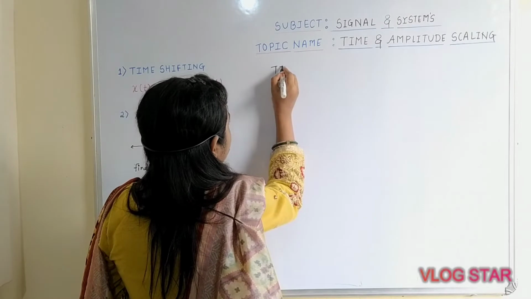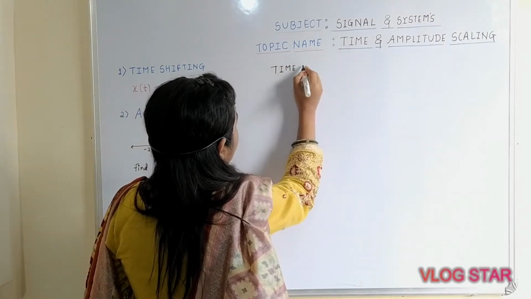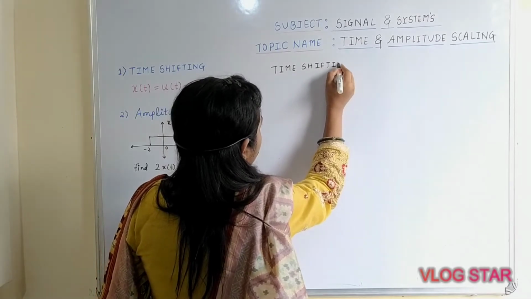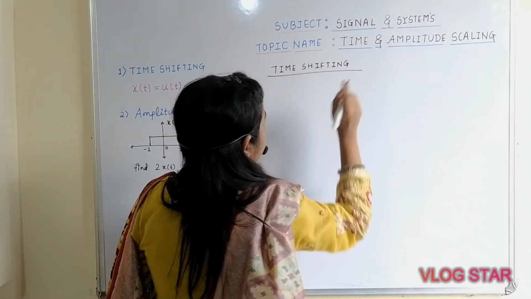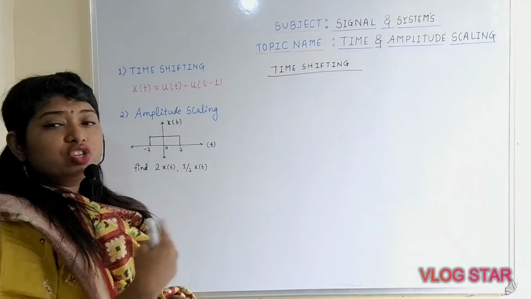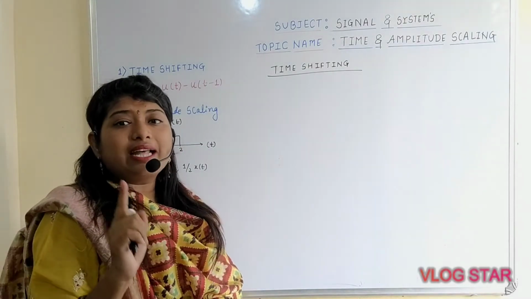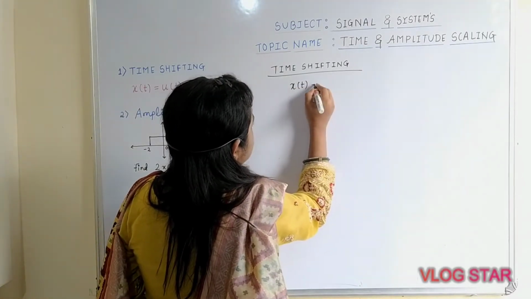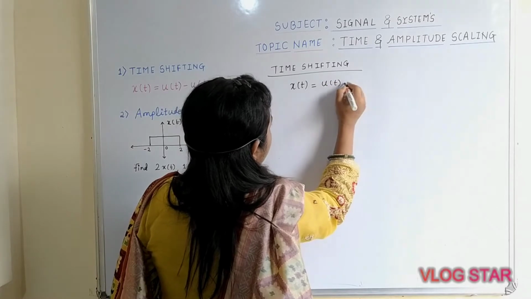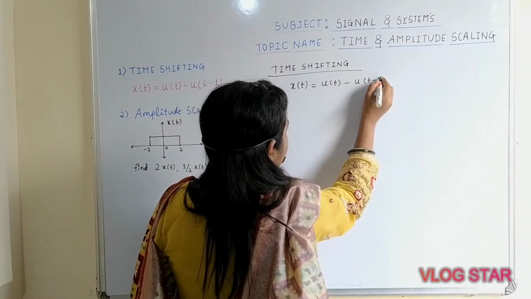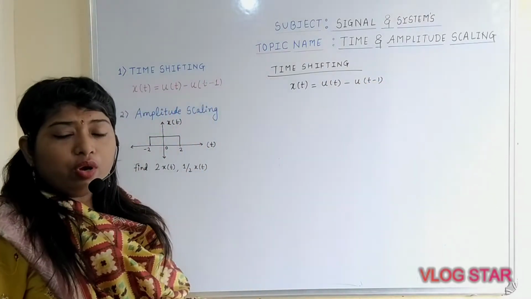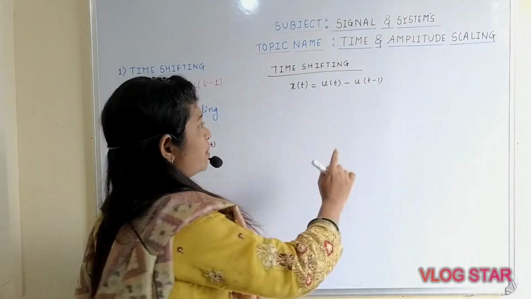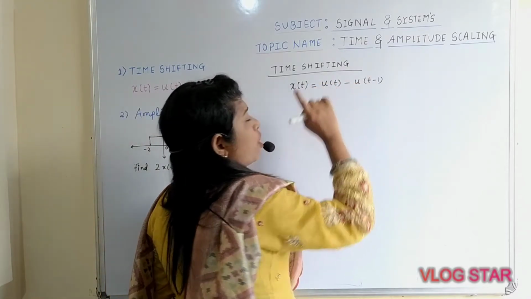As the name indicates, the time shifting property means that it will shift the time axis. You have to remember, in case of the time shifting property, you have to shift the x-axis, that is your time axis. So what is given? X of t is equal to u of t minus u of t minus 1. Please pay attention over here. What we need to follow? We have to perform the subtraction between two signals. You have to subtract u of t minus 1 from u of t.